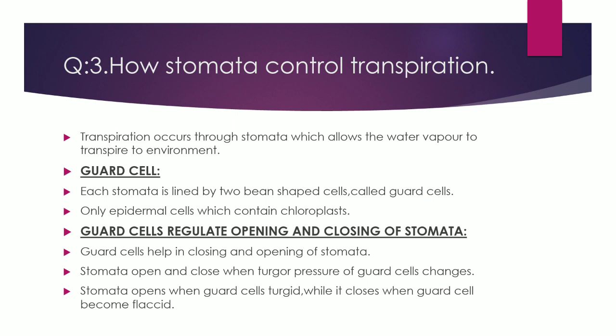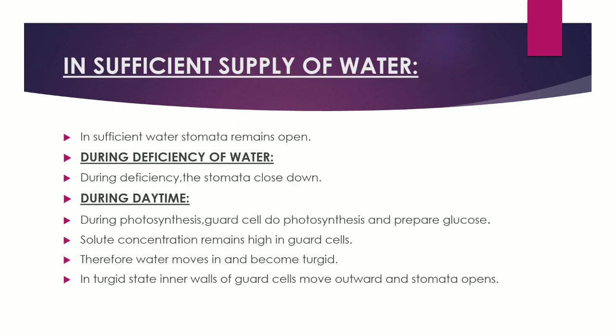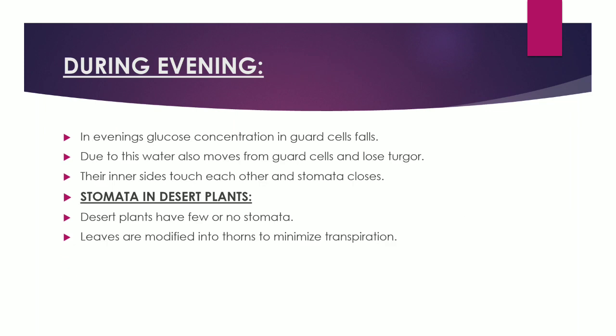Stomata open when guard cells are turgid, while they close when the guard cells become flaccid. Turgid means they swell up with water, and flaccid means they shrink down. With a sufficient supply of water, the stomata remain open. During a deficiency of water, the stomata close down. During the daytime, photosynthesis is occurring and glucose is being prepared, so the solute concentration remains high in the guard cells, therefore water moves in and they become turgid. So the guard cells become turgid during photosynthesis, clear? In the turgid state, the inner walls of the guard cells move outward and the stomata open.